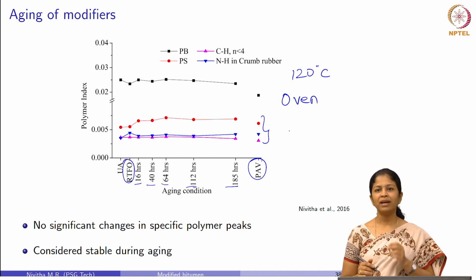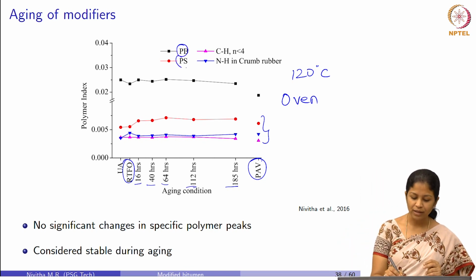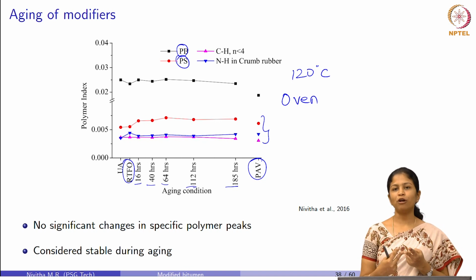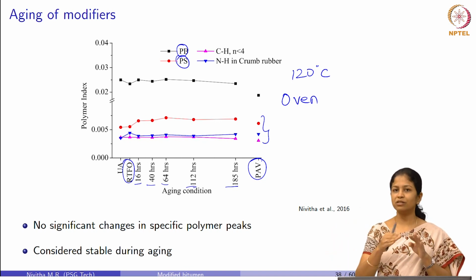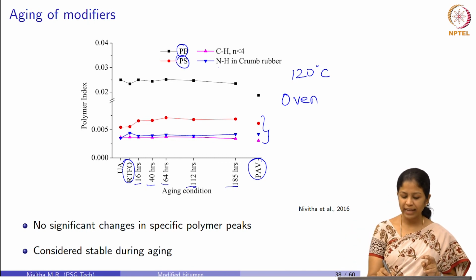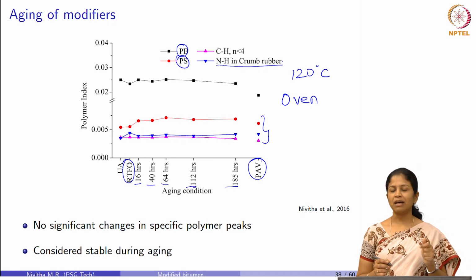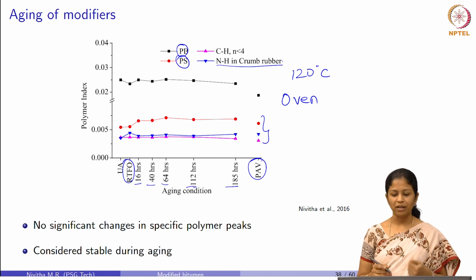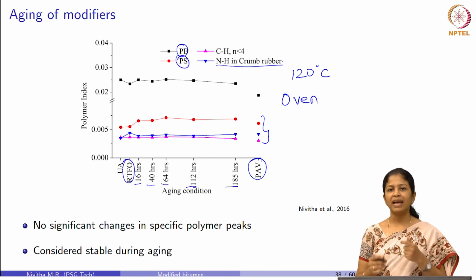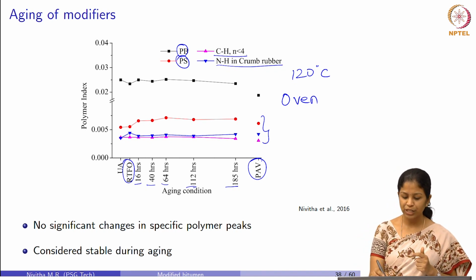We have chosen 4 functionalities here. One is polybutadiene and the other one is polystyrene. These 2 components can be clearly identified in bitumen because in this region there are no peaks obtained in bitumen. And then we have also taken the NH amine peaks in crumb rubber. These amine peaks are seen as very sharp peaks and they can clearly be identified. So, we have taken these amine peaks as a representation of crumb rubber and we have also taken CH2 peaks.